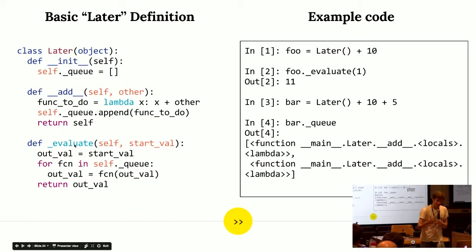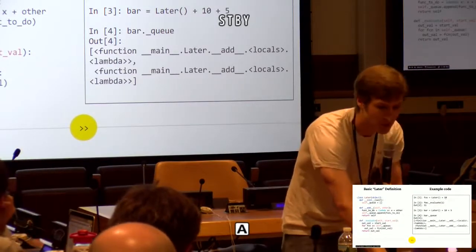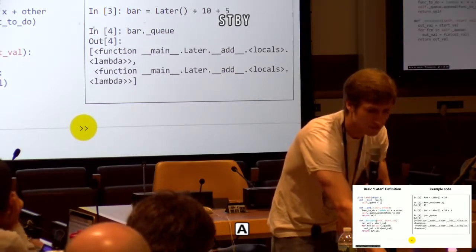Then later on, when we have the data present and we actually want to run it, we can call this evaluate method. That will take our object, so in the case of Dplython, that'll be a data frame. And then for all of the lambdas or functions in our queue, we just keep running those on all of the output. It looks sort of like a reduce for those of you familiar with functional programming. And then we return the output. So you can copy and paste this, and this will run in your console. Foo equals Later plus 10. This is our input. It'll give you the right thing.